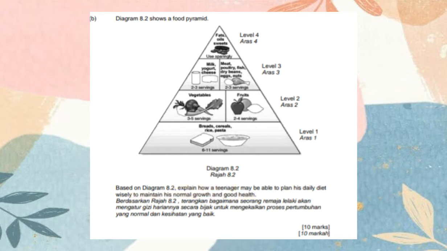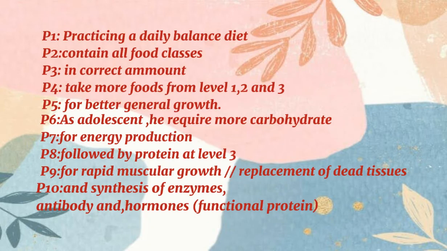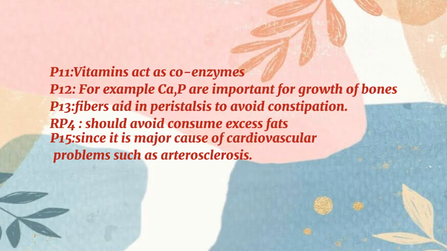In order to answer the question, we need to know each type of food class at each level. And also we need to know the function and how to practice a healthy diet to be able to explain it further. P2 and P3 are actually the meaning of a balanced diet. P6 and P7 are explaining about carbohydrates, and P8 until P10 are explaining about protein and the function of proteins. We already have enough points to answer the question, but we can also add some more. For example, the explanation for vitamins, fibers, and the fats.